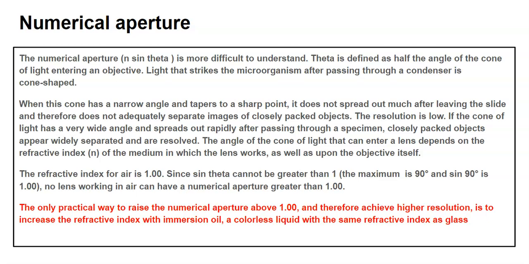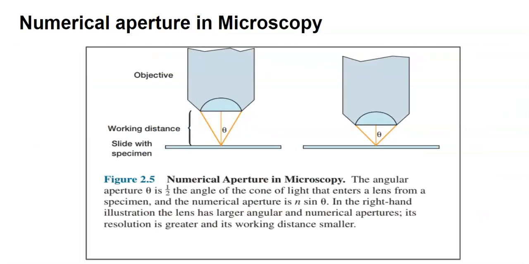But we have to have some practical solution. The only practical way to raise the numerical aperture above 1, and so get higher resolution, is to increase the refractive index with oil. That is the reason we use a colorless oil, a liquid which has the same refractive index as glass. In this picture you can see the working distance.